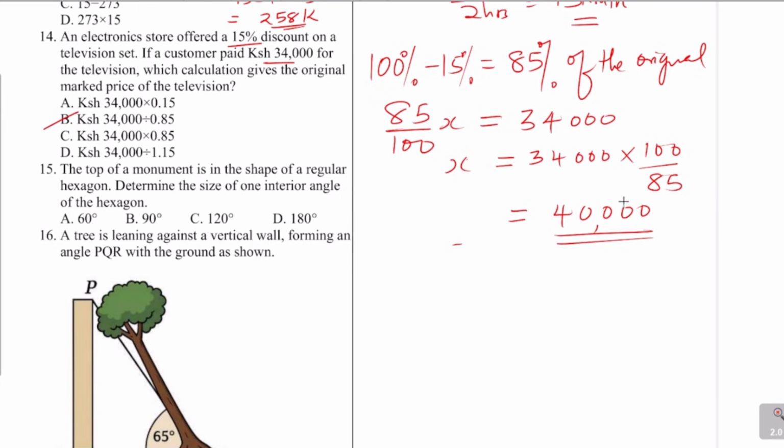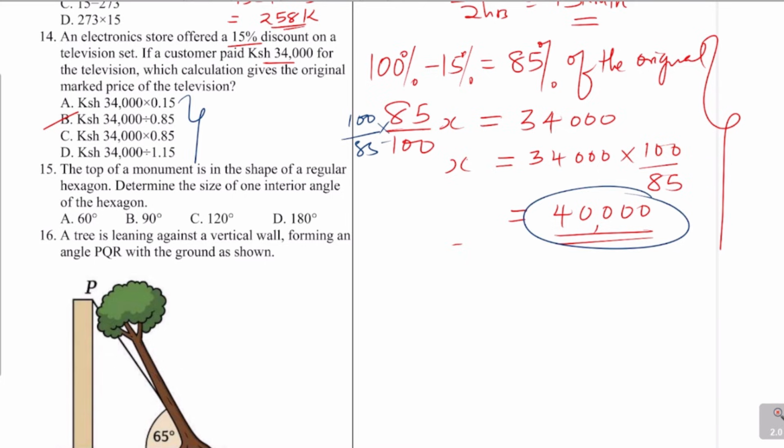So after getting the original price, we let the original price be X, and you know how we got this: by simply multiplying both sides by the reciprocal of 85 over 100, which is 100 over 85. That is why I got X to be like that. So I got 40,000, and therefore I was testing all these. Which answer is going to give 40,000?